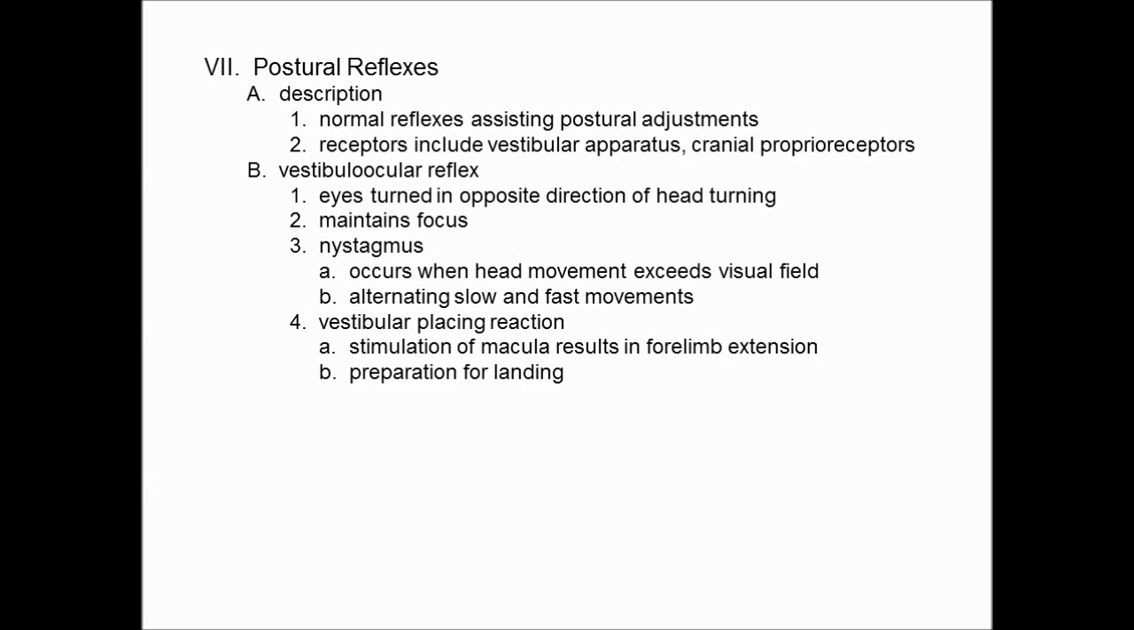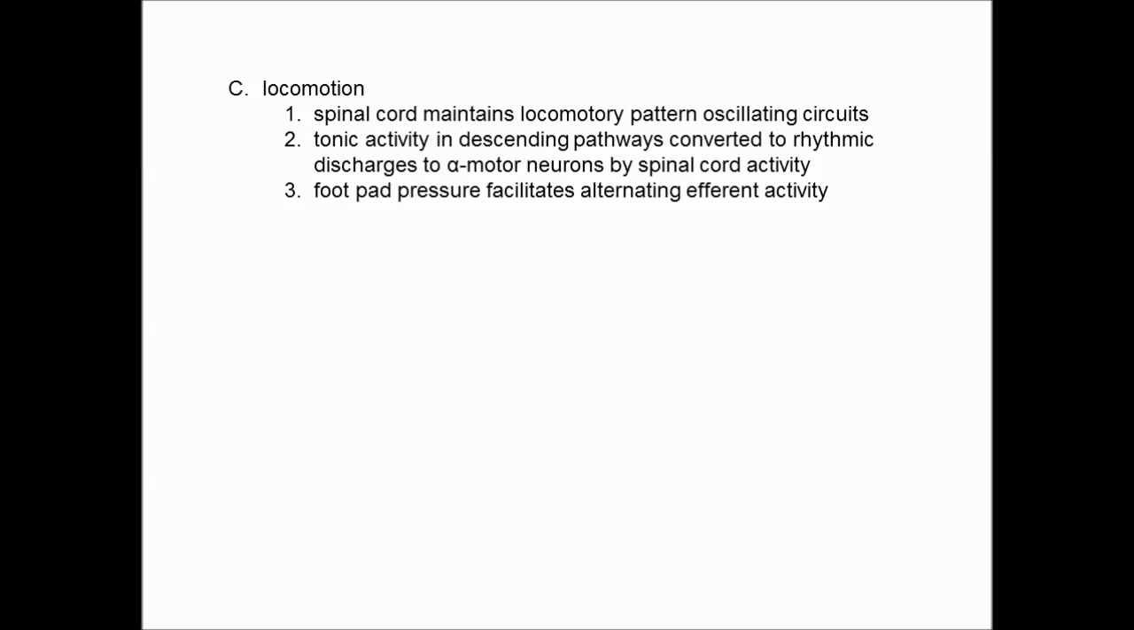Vestibular placing reaction, you can test this if you have a cat. You throw the cat up in the air, and what happens is they go like this, and so when they land, or if you're strong, you could throw your special other person in the air. Anyway, when they land, we all put our arms and our limbs out in order to make the landing softer. We also have some oscillating circuits that make it easier to walk and to do constant activities.